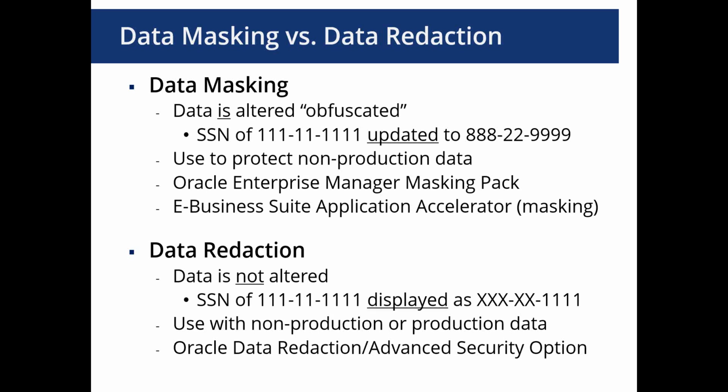Data redaction that we're talking about here is when we're wanting to change how data is displayed. So for example, if I have the Social Security number of all ones, I want to just display the last four and X out everything else. Some people might describe that as masking, but for a consistent vocabulary here today, and actually it's the Oracle vocabulary, let's refer to this as redaction. So data redaction is actually provided through the Oracle Advanced Security option, the ASO, which is an additional purchase.